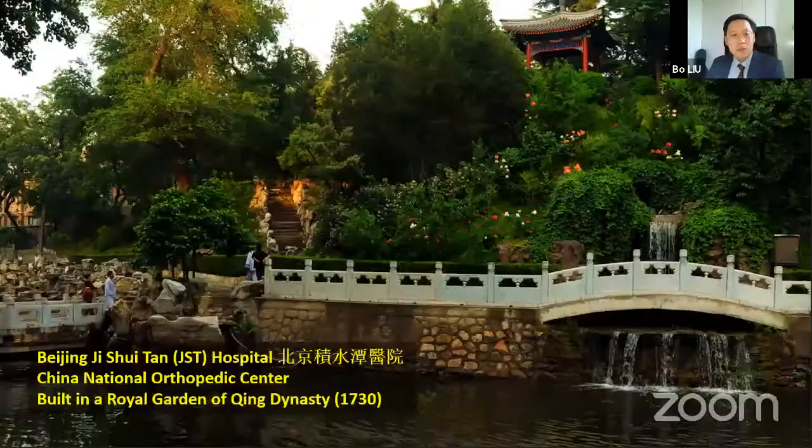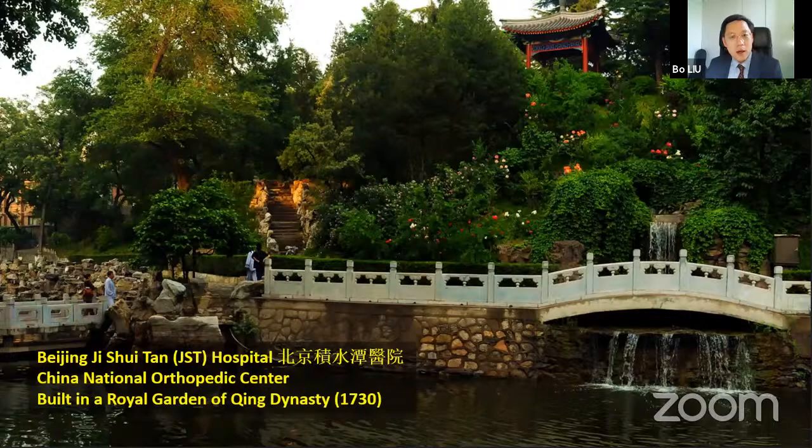I'm Dr. Bo Liu from Beijing Jishuitan Hospital. This is the campus of my hospital. It's a Chinese National Orthopedic Center, which was built in a royal garden of the Qing Dynasty several hundred years ago. I believe many of you may have visited us. If not, you're welcome to visit us in the future.